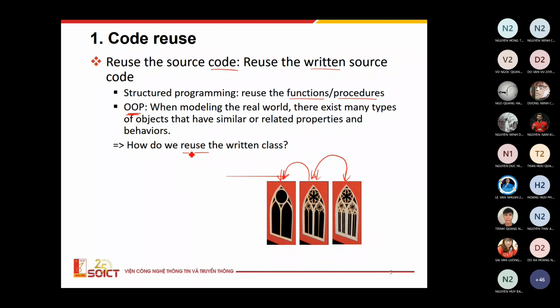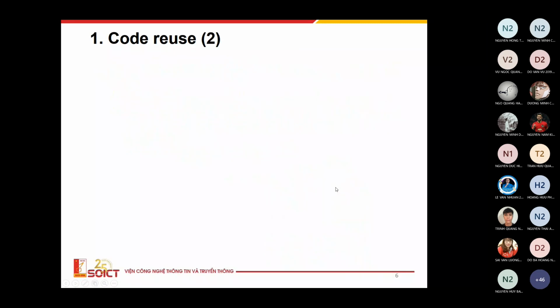This is one way to demonstrate how you can reuse the written class. We will go from the simple one to the more complex one to reuse the code. So there are some ways to reuse code in OOP. Reusing a method is the same as reusing a function or procedure.